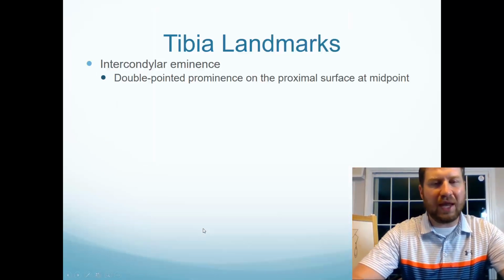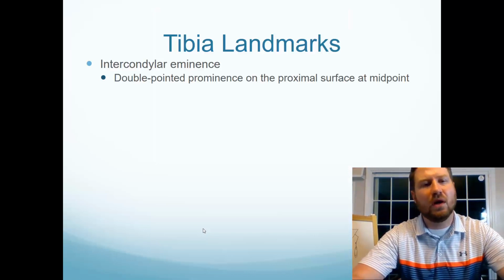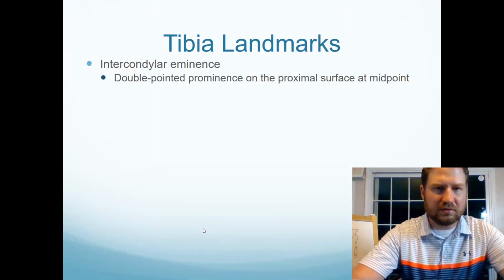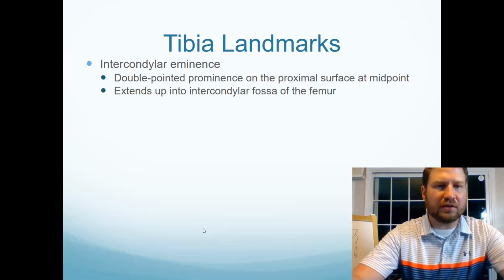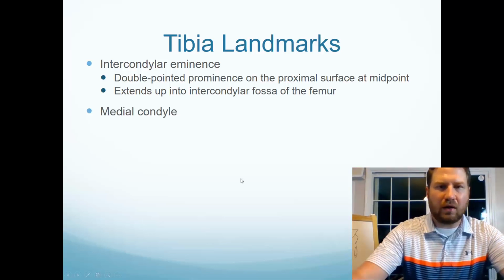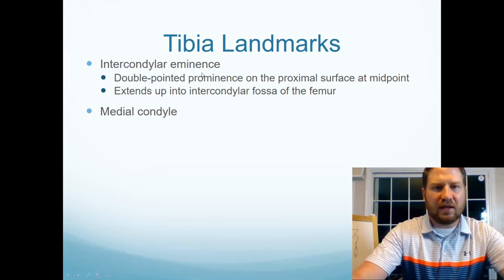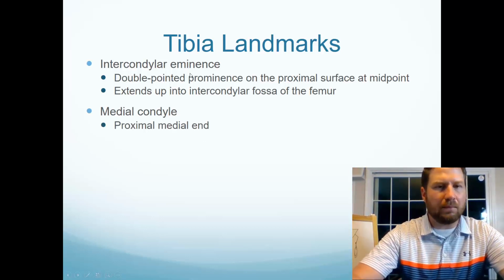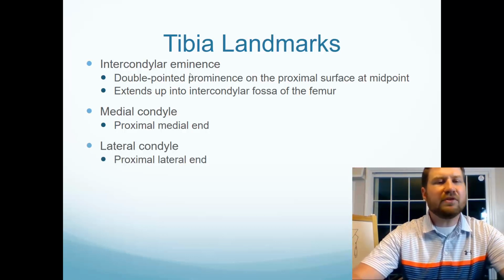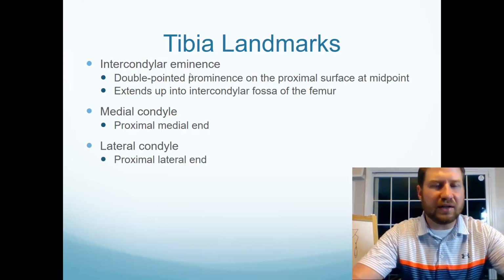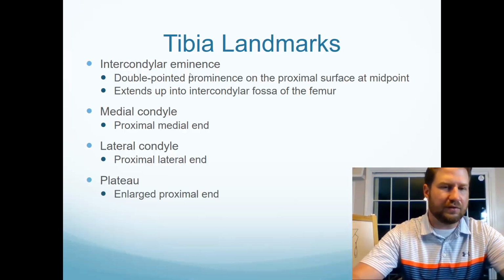So tibial landmarks, the only thing that we talked about before was the tibial tuberosity. Okay. We'll hit that again, but in a second. Your intracondylar eminence, that's the double pointed prominence on the proximal surface at midpoint, extends up into the intracondylar fossa. This is where our collaterals tend to originate. Okay, our medial condyle, proximal medial end, lateral condyle. Even though they are concave, they are still called condyles. I don't know why. Don't ask me silly questions.